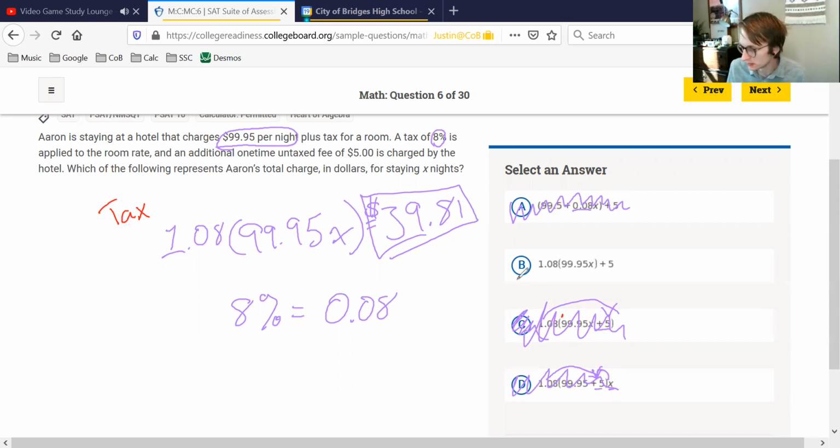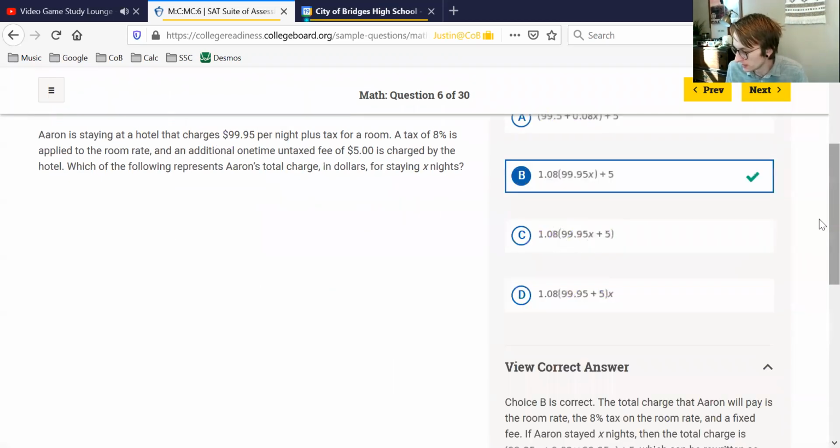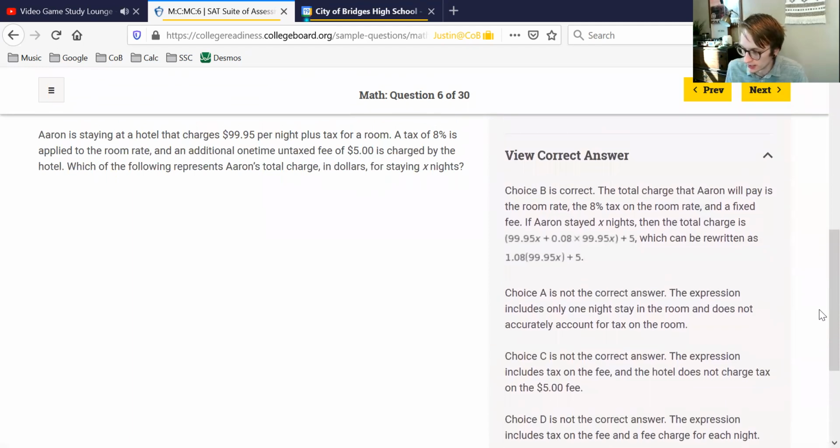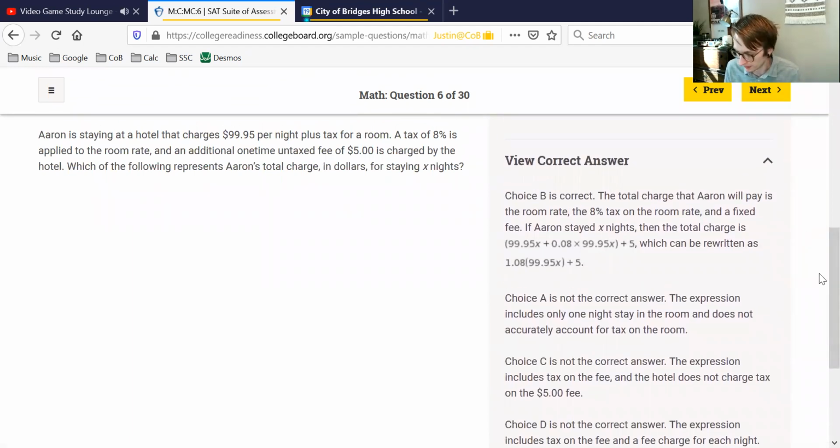So that's what brings us to this answer, choice B here. So let's look down below, and see if we're missing anything in the view correct answers. So choice B is correct. We were right.